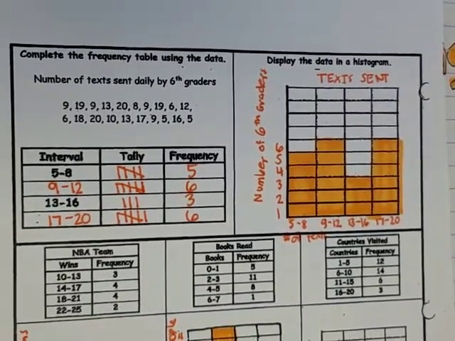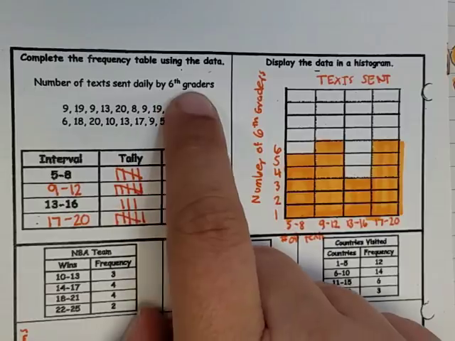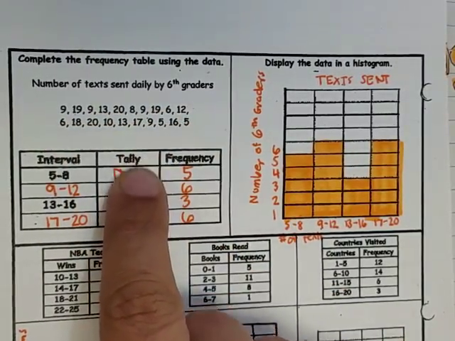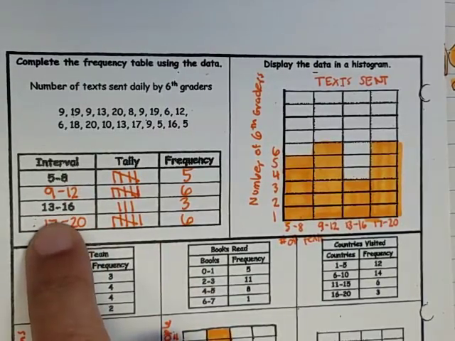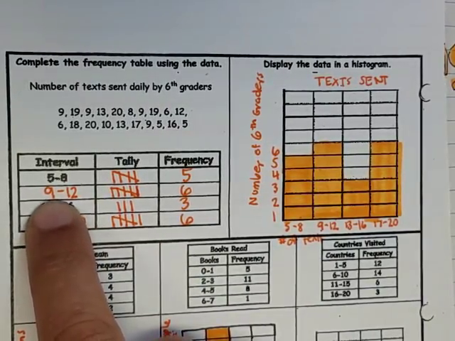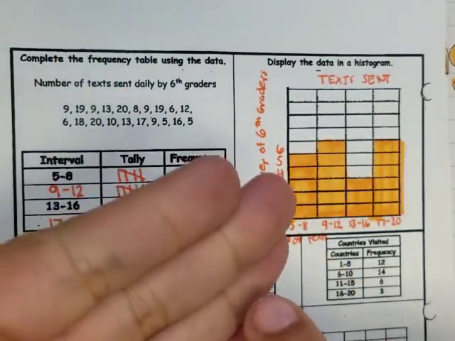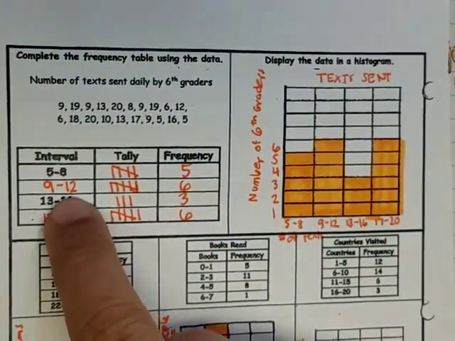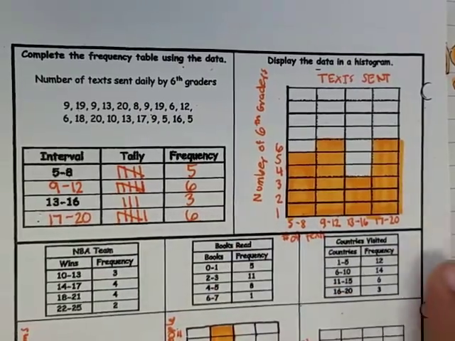All right, so here's the answer key for the right-hand side. The number of texts sent daily by 6th graders. Here is just some information. I found the tallies and I put them in here. I also filled in my intervals to be 9 to 12 because I knew 5, 6, 7, 8, that's 4 pieces of data. So then I need to do 9, 10, 11, 12, 4 pieces. So when I did my tallies, I got 5, 6, 3, and 6.